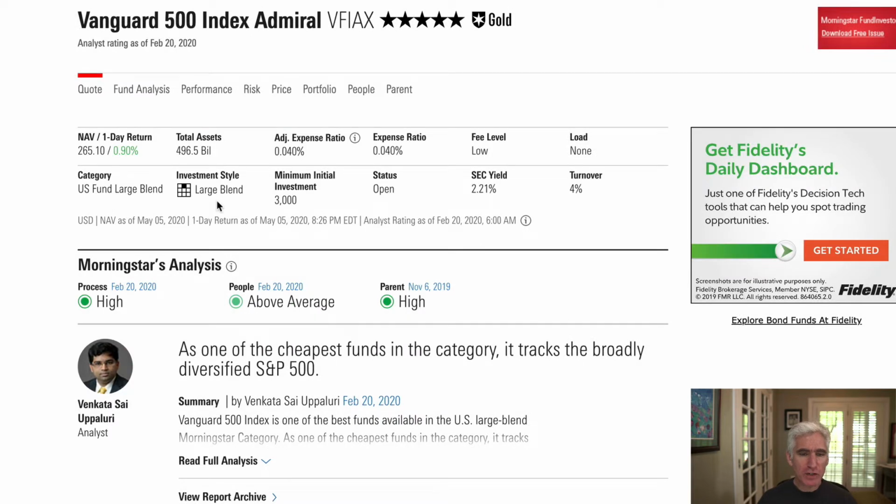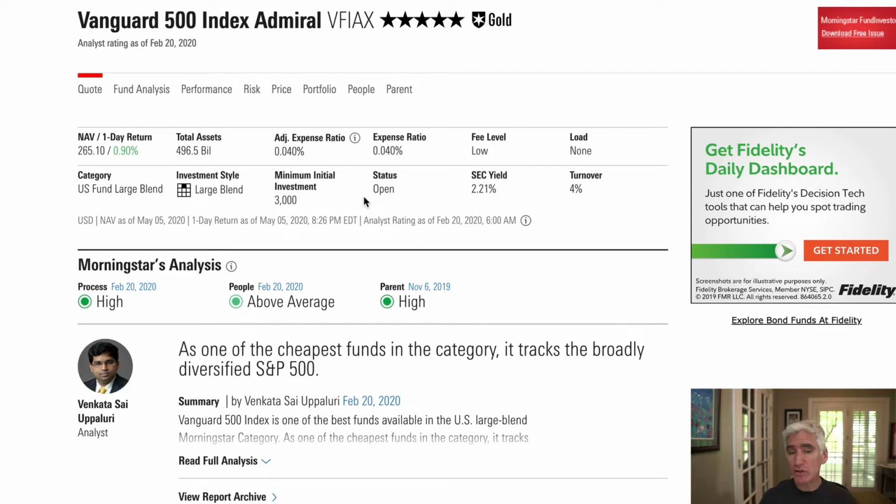The minimum initial investment tells you just how much you have to invest to get started. In this case, it's $3,000, which is a very common minimum investment for Vanguard funds. There are some that are $1,000. And of course, at other mutual fund companies, there may be no minimum investment. For example, with Fidelity, for a lot of their funds, you can invest with as little as you'd like to get started. Status tells you whether the fund is still accepting new investors.